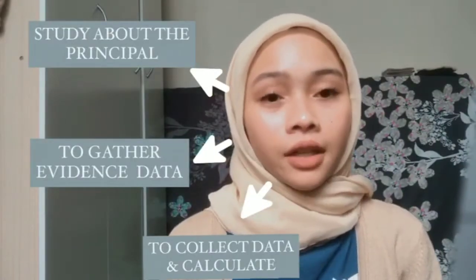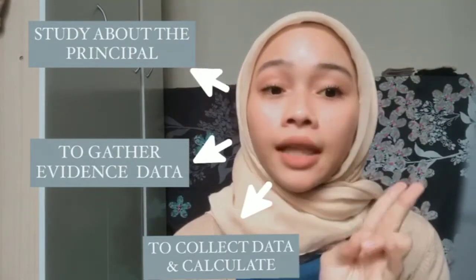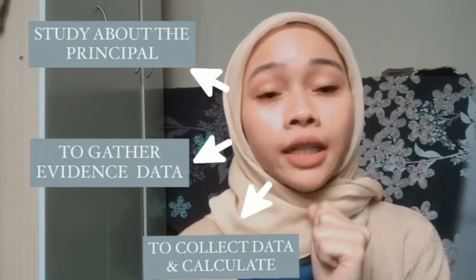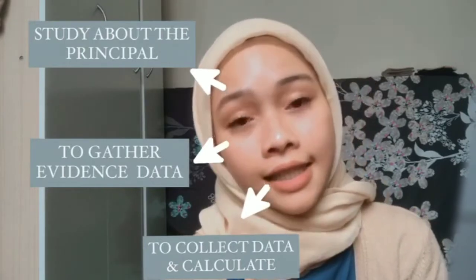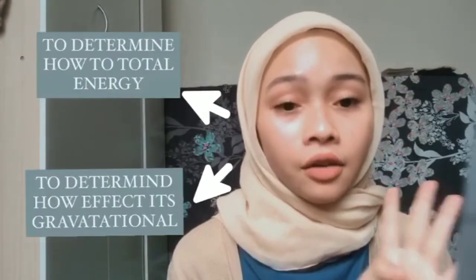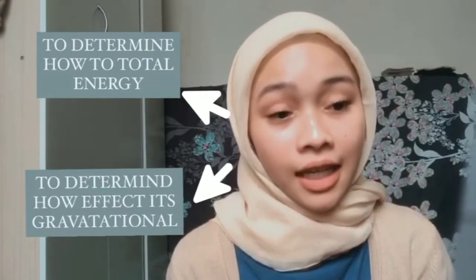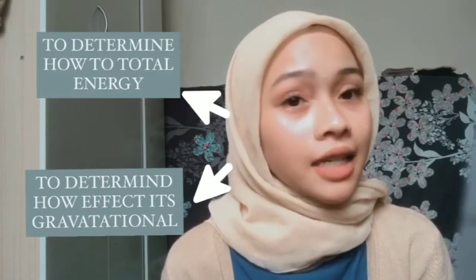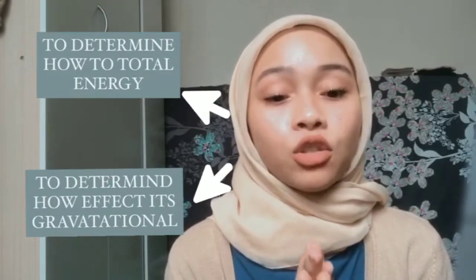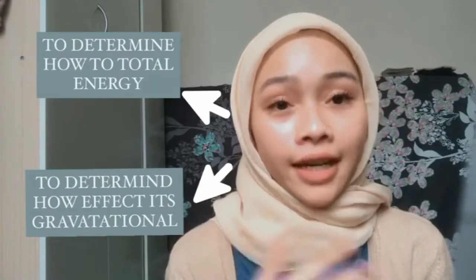For the objectives, the first is to study the principle, and the second is to gather evidence of data to support the law of conservation of energy. The third is to collect data to calculate the amount, and the fourth is to determine the total energy in a system. The last objective is to determine how the mass and height affect it.